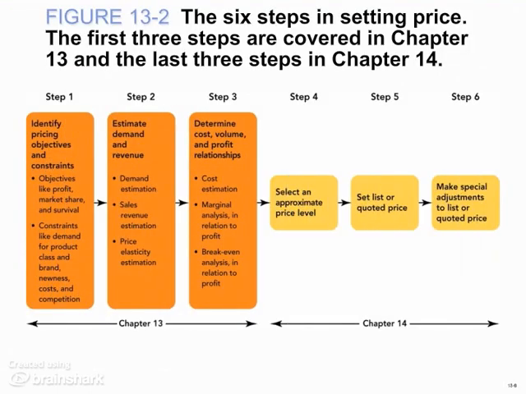So if you take a look at figure 13-2, this graphic represents the 6 steps in the price setting process. The 6 major steps involved in the process of setting prices are 1, to identify pricing constraints and objectives, 2, to estimate demand and revenue, 3, to determine cost, volume, and profit relationships, 4, to select an approximate price level, 5, to set the list or quoted price, and then 6, to make special adjustments to list or quoted prices. For our purposes here, we are specifically going to focus on step 1, setting pricing objectives.